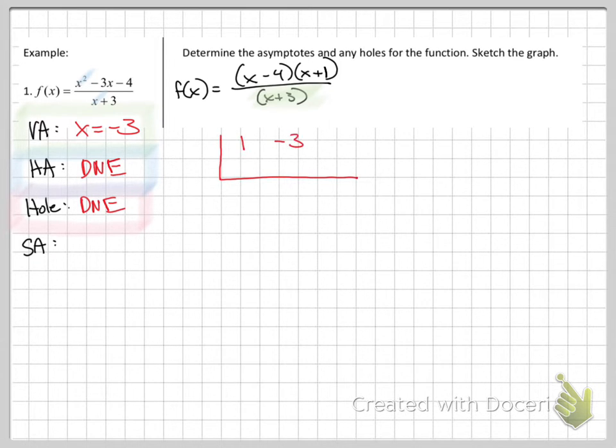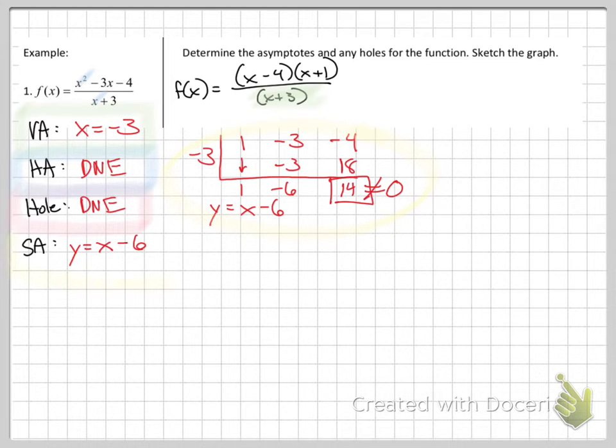1x squared minus 3x minus 4 are my coefficients. Negative 3, because it's opposite when you do synthetic division. Drop the 1, multiply, add, multiply, add, negative 6, multiply, add. This is my remainder, but what matters is it does not equal 0, so I do have a slant asymptote, and it's y equals 1x minus 6. So my slant asymptote is y equals x minus 6. That was all work for my yellow slant asymptote.